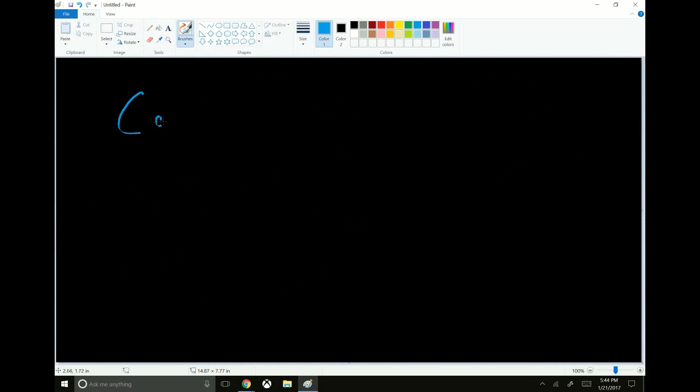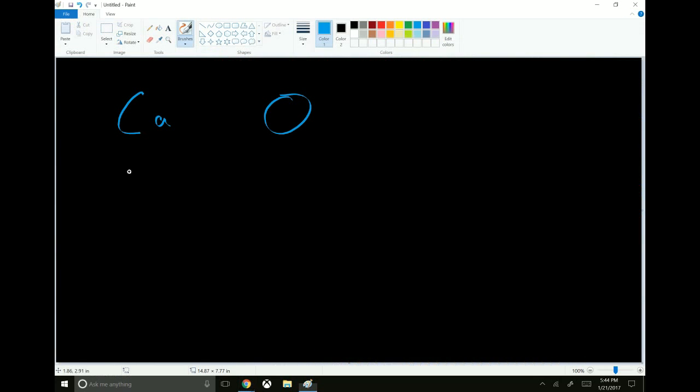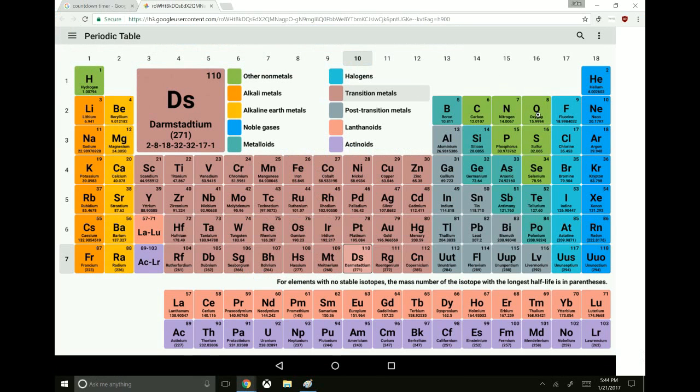Let's look at calcium and oxygen. Okay. Calcium is element 20, so it has 2 valence electrons. And oxygen is element 8, it has 6.